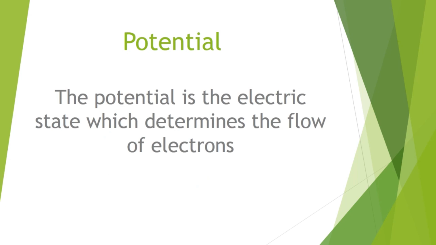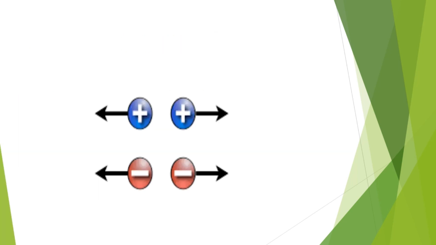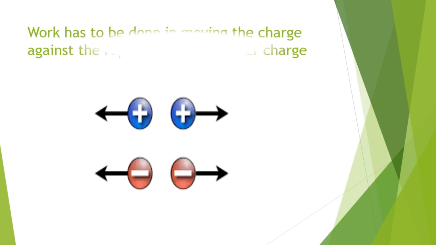Hence, to get a continuous flow of current between two conductors, a constant difference in potential has to be maintained between two conductors. We already know that like charges repel each other while unlike charges attract each other. Hence, if a charge is brought nearer to another like charge, some work has to be done in moving the charge against the repulsive force on it due to the other charge.